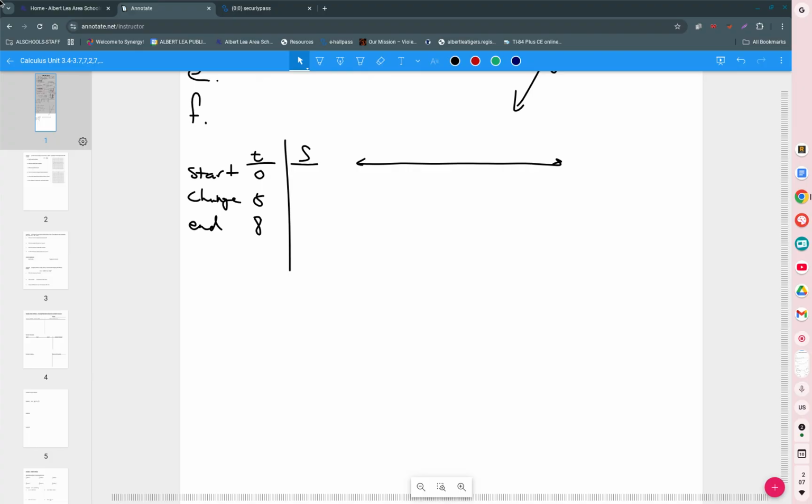Wait, why do we have an 8? So it changes direction where it changes from negative to positive, and that is at 5. And the total distance of the particle, it says find the total distance of the particle over the first 8 seconds, so that's the end. Alright.